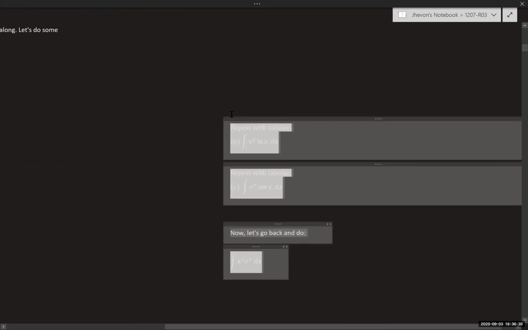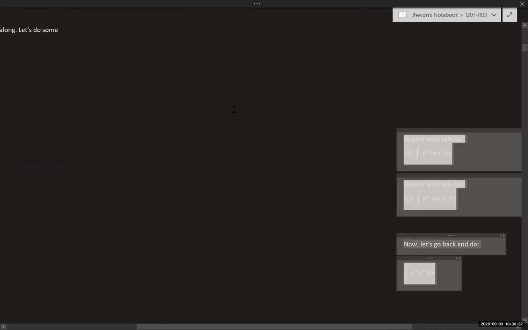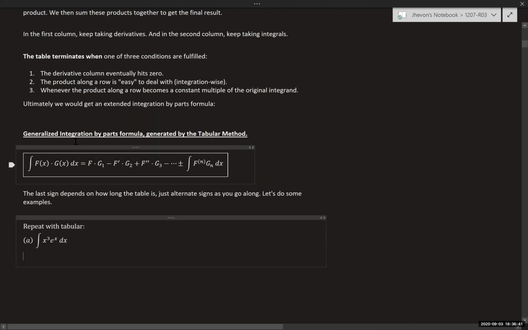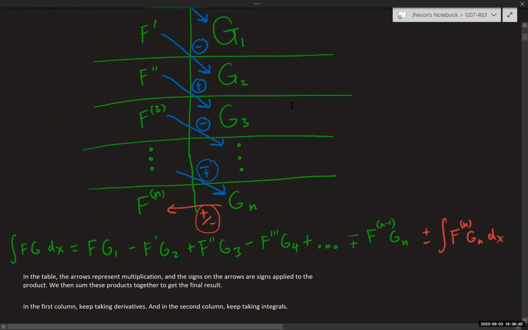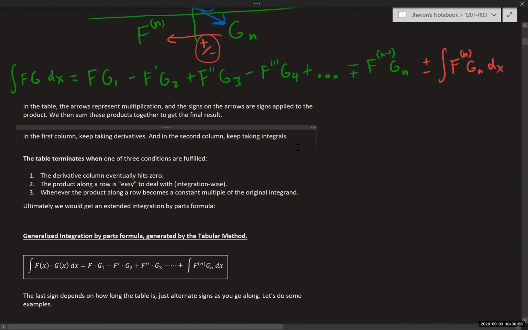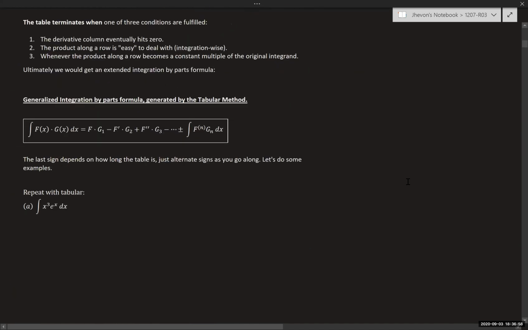Can I ask one more question? Yes. In the third option for when the table ends, what do you mean by a multiple of the original integrand? I mean literally that. If you see the same functions appearing, but some constant times those functions appearing, that's what I mean. A constant multiple. Okay. Thank you. Yeah, it's a constant multiple.